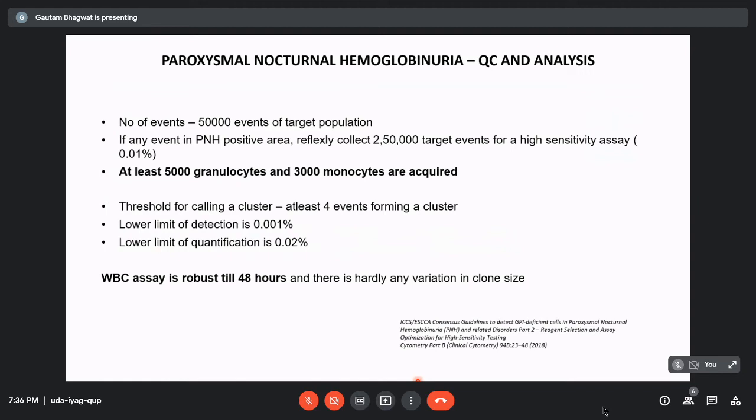Now why I say that we use the WBC assay is because it is a robust assay, and till 48 hours there is hardly any variation in the clone size. However, if we are going to do an RBC analysis, then RBCs are subject to lysis due to the storage conditions, and therefore the clone size may vary, and therefore the most commonly used two lineages are granulocyte and monocytes. However, nowadays we are coming up with three lineage analysis to get higher sensitivity and specificity.